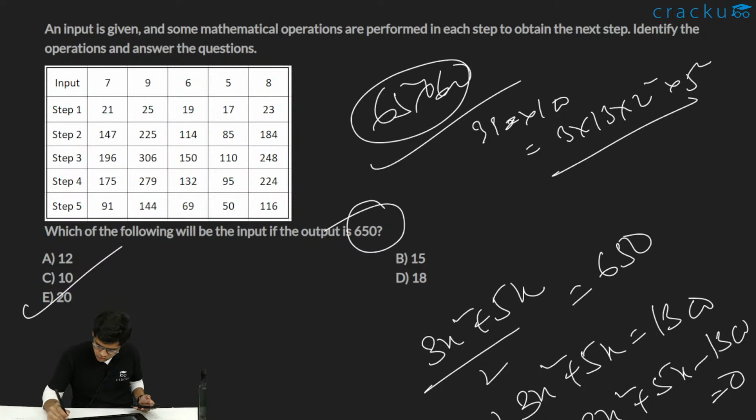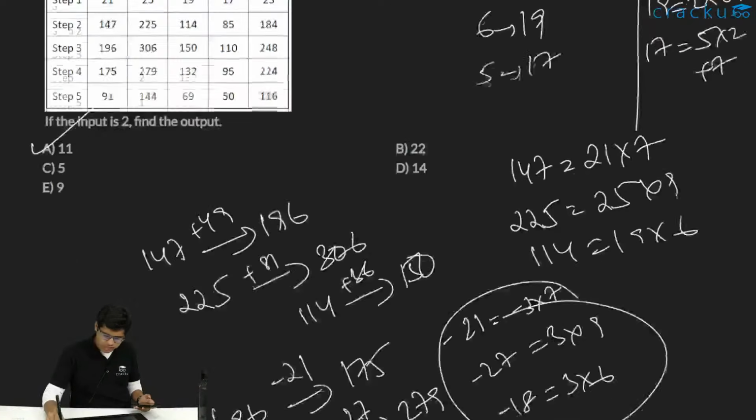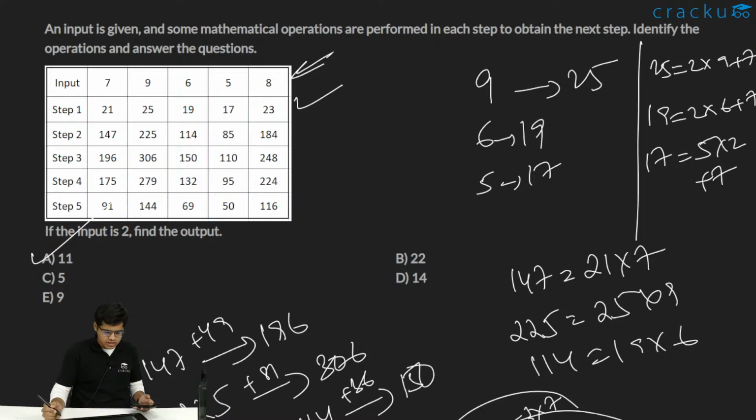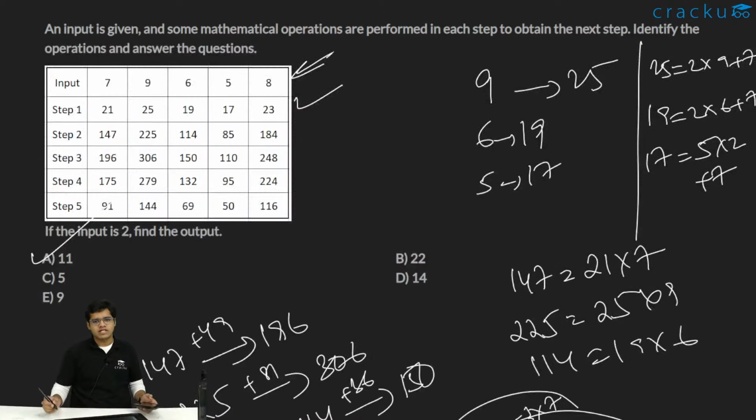Okay, step 4. So you are having an issue in step 4. So step 4 is basically, see, step 3 is 196, step 4 is 175. Now, how can you arrive at 175 from 196? You have to subtract 21. Similarly, 306 minus 27 is 279. Similarly, 150 minus 18 is 132. Now, what is 18? 18 is 3 times 6. What is 27? 27 is 3 times 9. So basically, whatever step 3 you have, just subtract 3x, right? Then you will get the step 4 value.